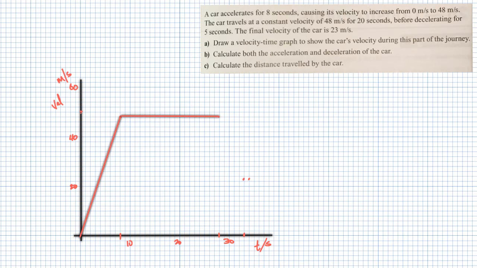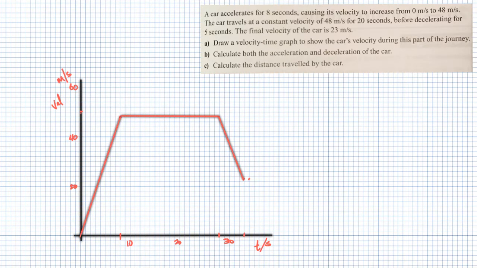Oopsie, just come off the line just a little bit. That's where I really need to be. And I will now just draw my line going down there to represent my deceleration. Okay, perfect. All right, cool. That's fine. So that's pretty much my velocity time graph that shows the car's velocities during this part of the journey.